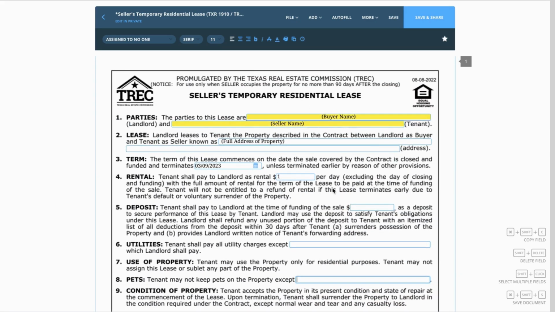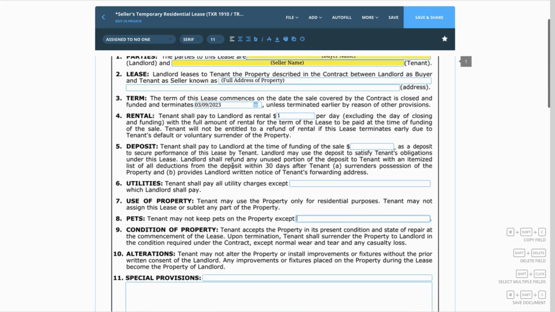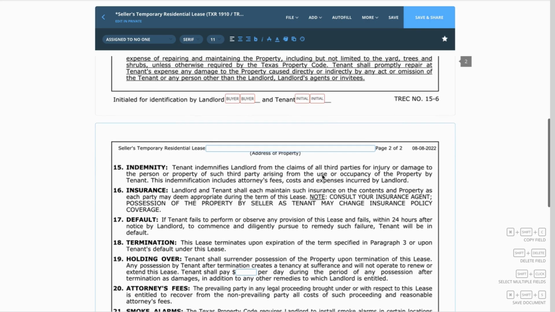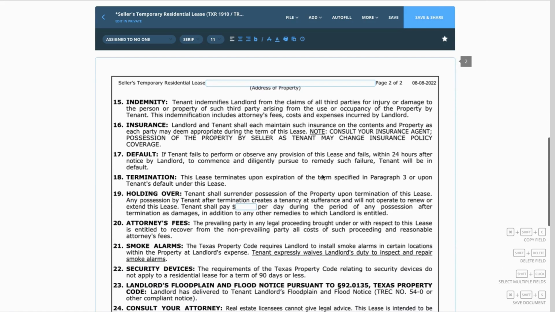Overall, if you can avoid doing any type of seller's temporary residential lease or buyer's residential temporary lease, I really recommend you do not do it. Just extend the closing date, because this can cause some catastrophic issues if someone's not acting in the best interest or not doing what they're supposed to do or has ill intent.